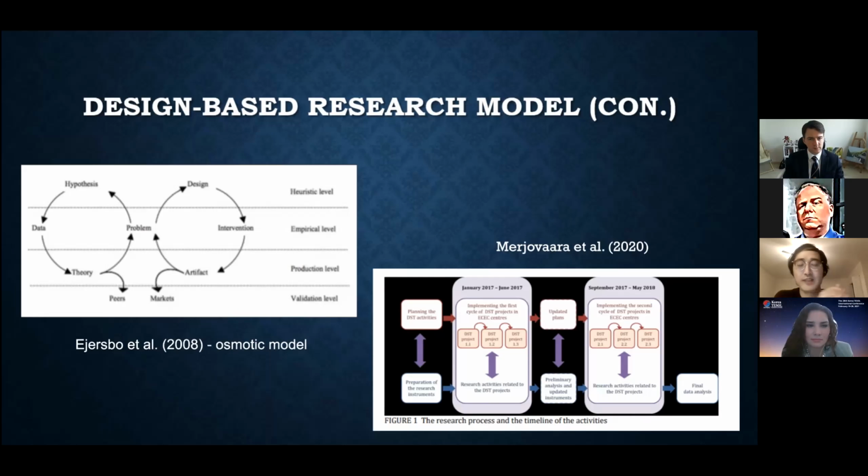And since it has dual goals, a practical and a theoretical goal, researchers usually are here: problem, hypothesis, data, and theory. And educators are usually here in this cycle: problem and design, intervention, and then artifacts. So there are two types of goals in the research. So this is an example from a paper. This part is from educators, the teachers, and this part is from researchers. So researchers wanted to develop the theory part and educators would like to improve their intervention and their teaching in the class.